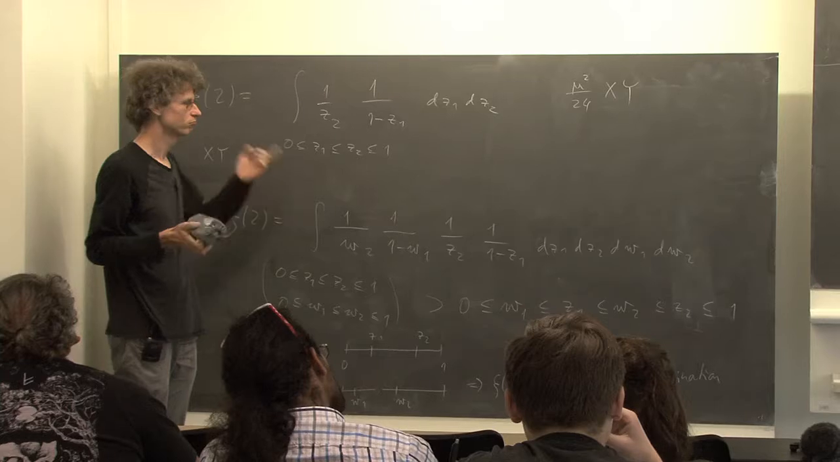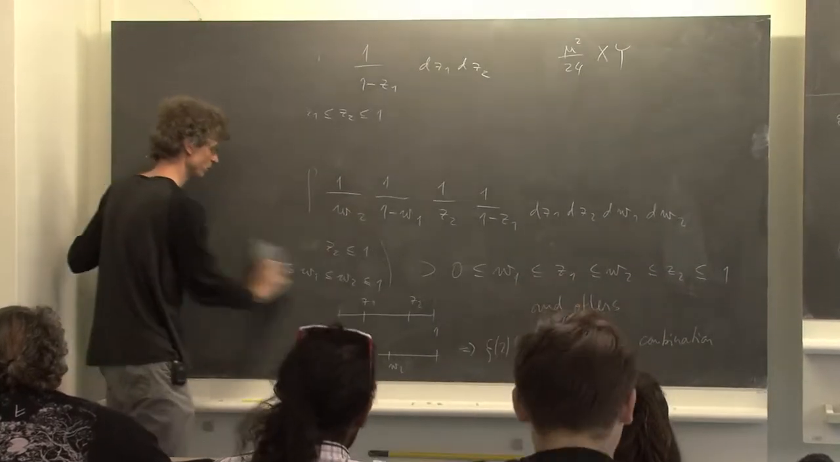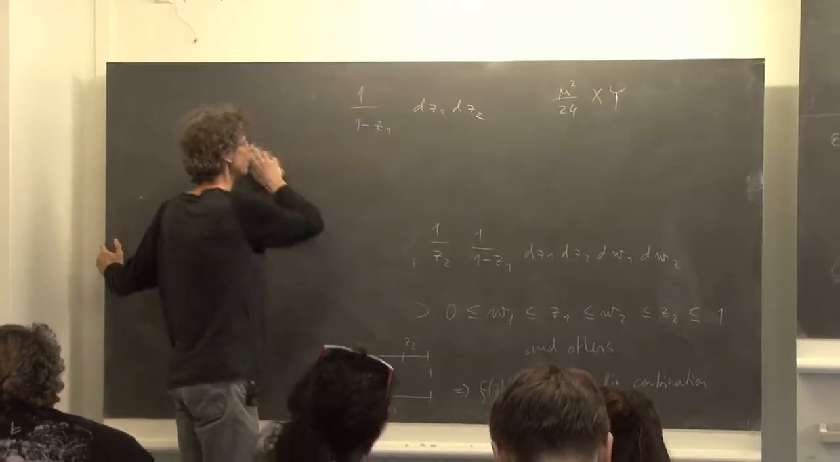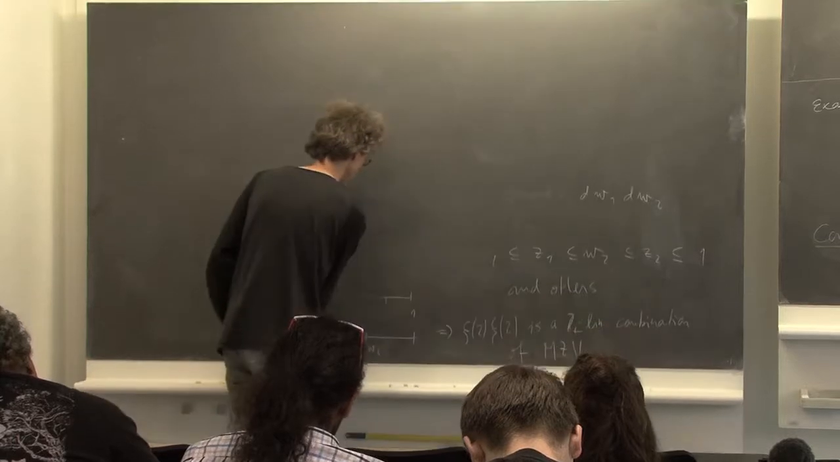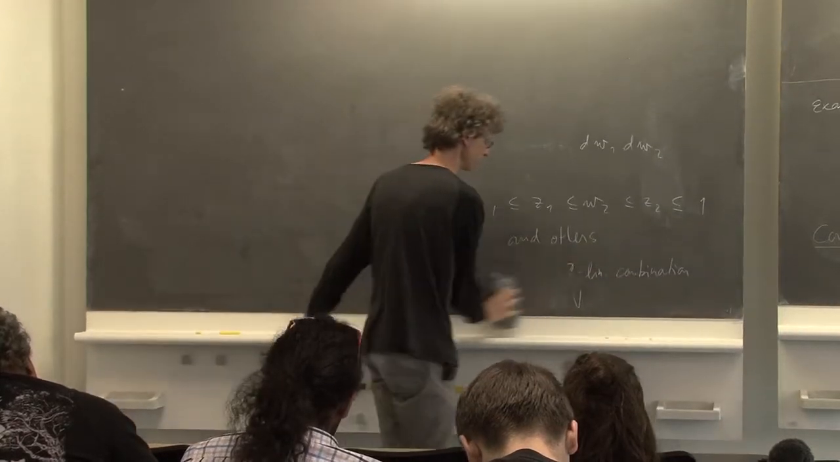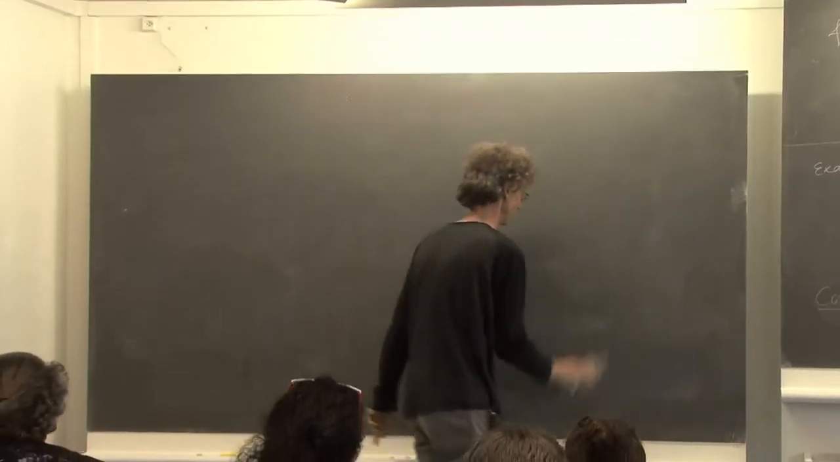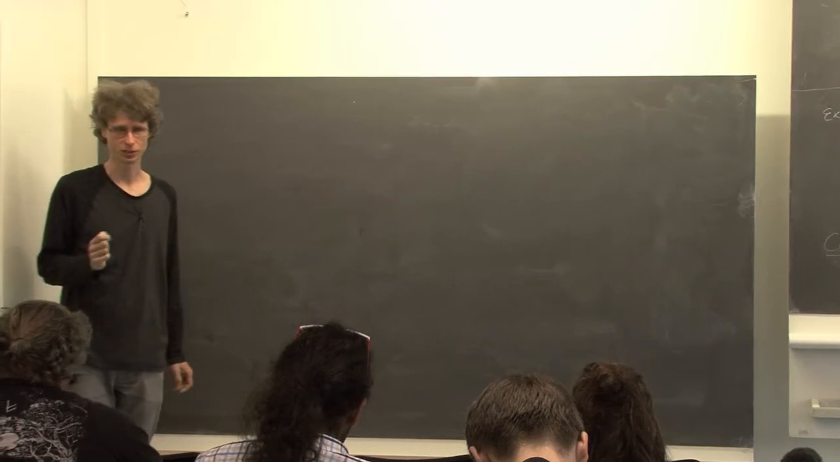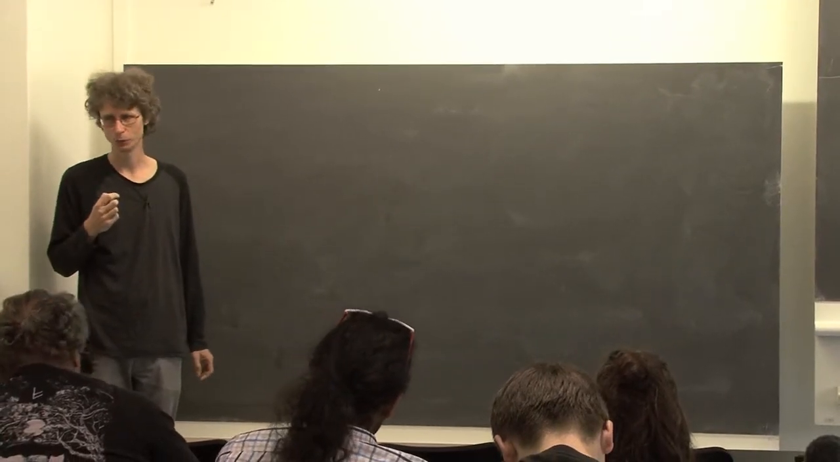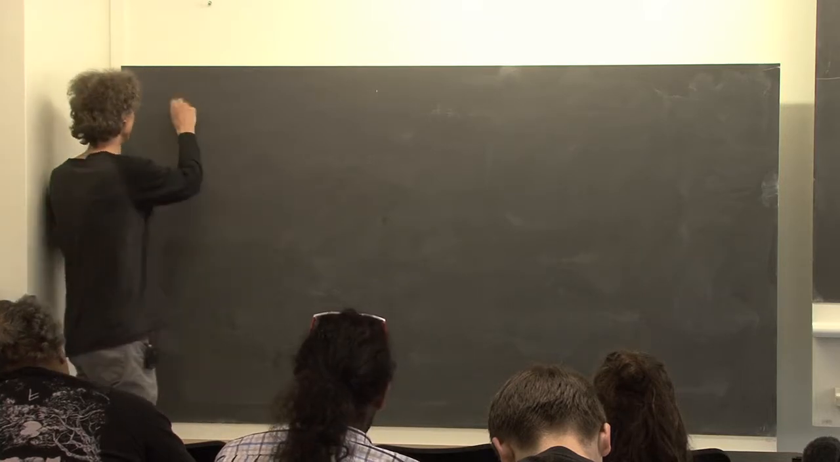Okay, so now we learned everything about those multi-zeta values that we didn't want to learn. And some final remarks for this part. So we constructed one associator. We're happy to have one associator. But maybe, how about some others?